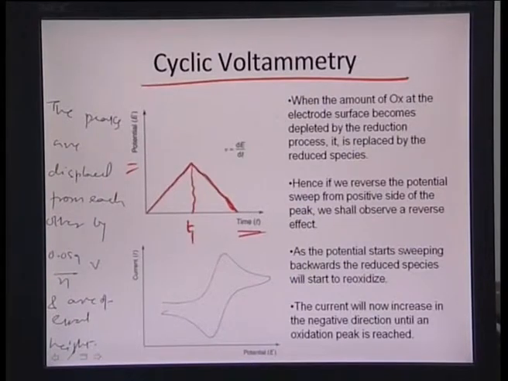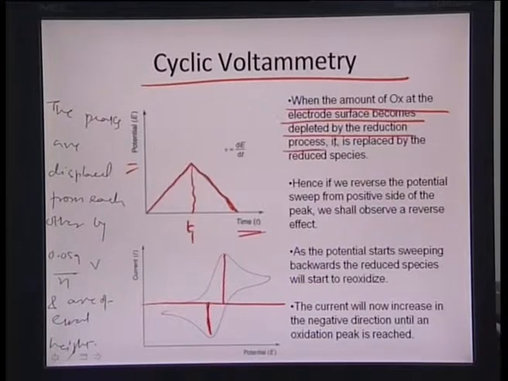As you can see here on the forward side, you have a species suddenly getting reduced. The oxidized species suddenly getting reduced and gaining electrons from the electrode, therefore resulting in an increased current, and a reduced species getting oxidized here with a burst of electrons which gives a reduced current. So the amount of OX at the electrode surface becomes depleted by the reduction process and it is replaced by the reduced species in a nutshell.